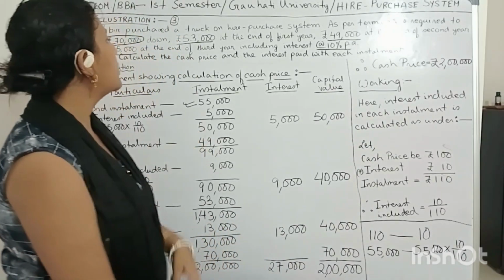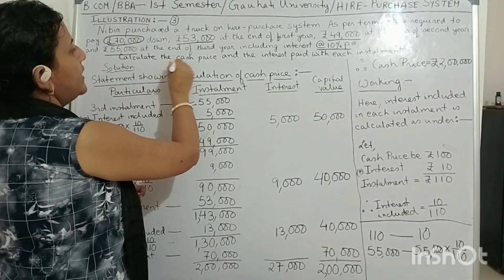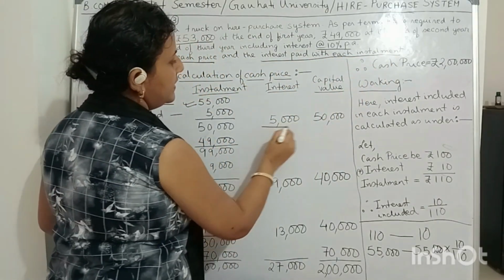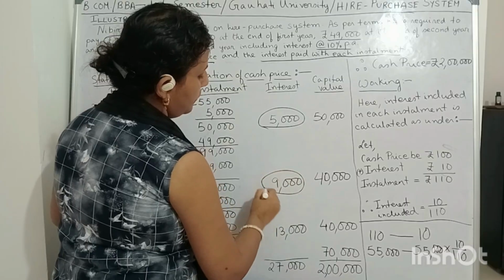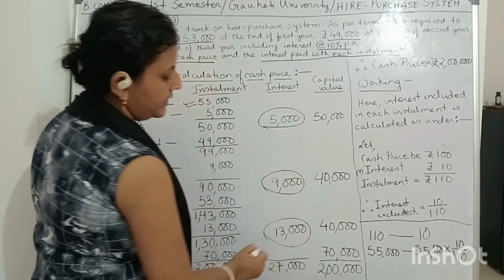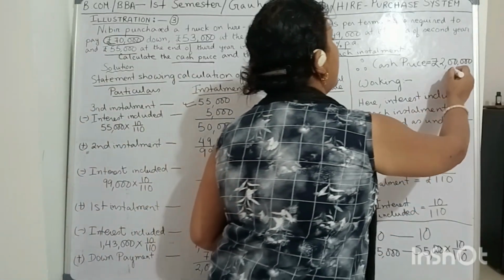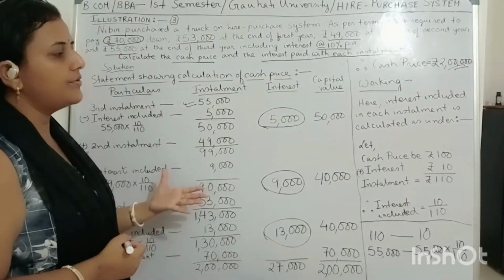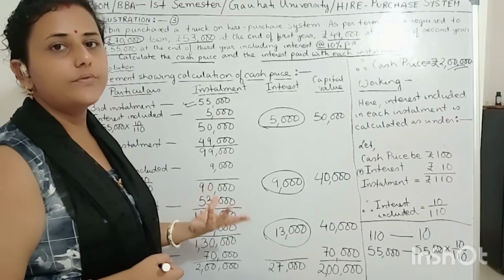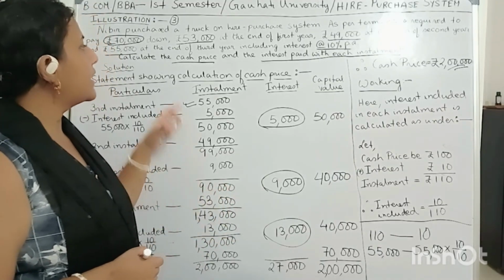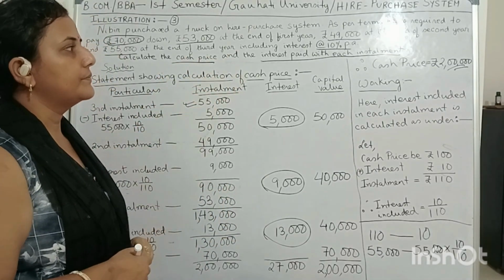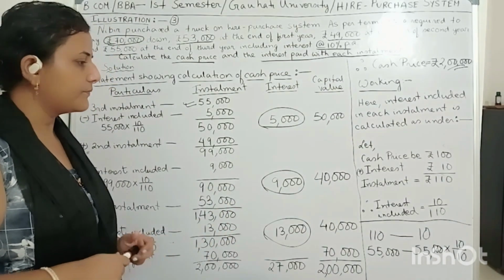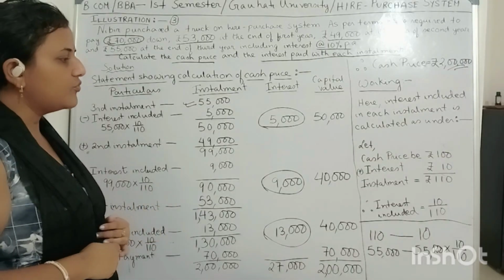So, got it? What is asked in the question? The cash price and the interest paid with each installment. So this is the interest paid with each installment, this is the total, and this is the cash price. Whatever is asked in the question you have to do; don't do in excess. Cash price is asked and interest paid with each installment, so only that you have to take out. You just see the sum once.